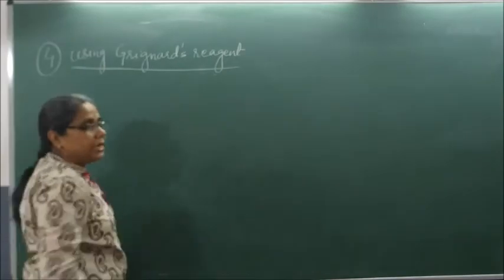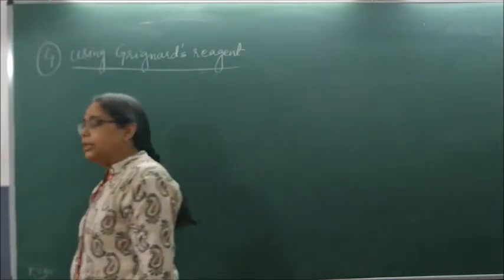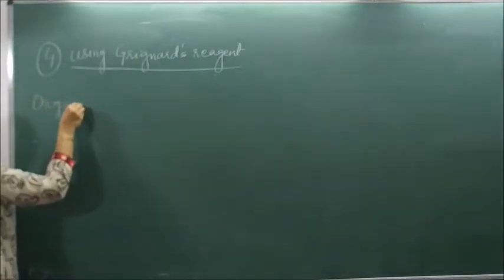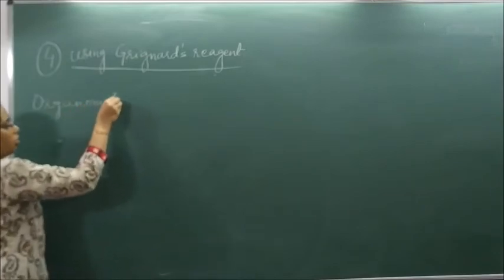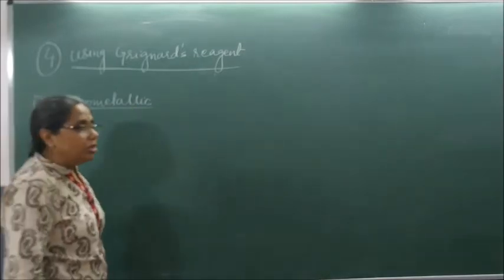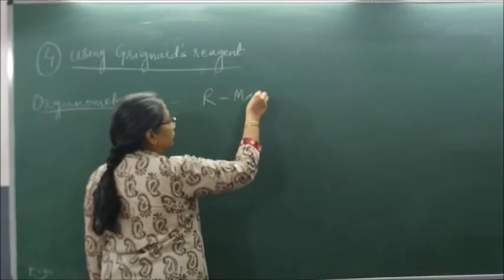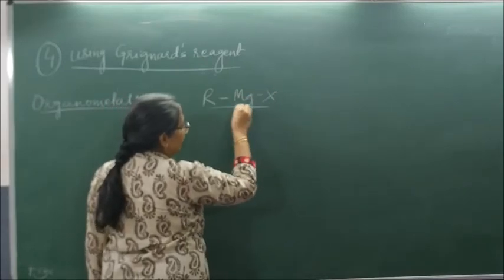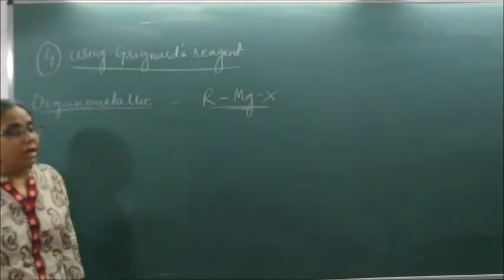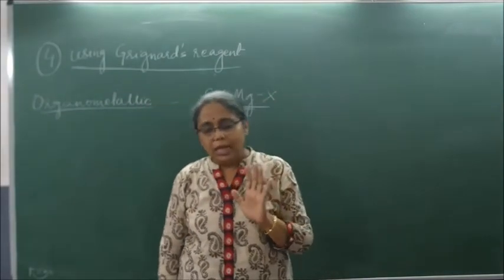Okay, we need to study the preparation of alcohol using Grignard's reagent. The speciality of Grignard's reagent is that it is called as what compound? An organometallic compound. It is called an organometallic compound because here you have the carbon atom directly attached to the metal atom. I have been telling this multiple times.